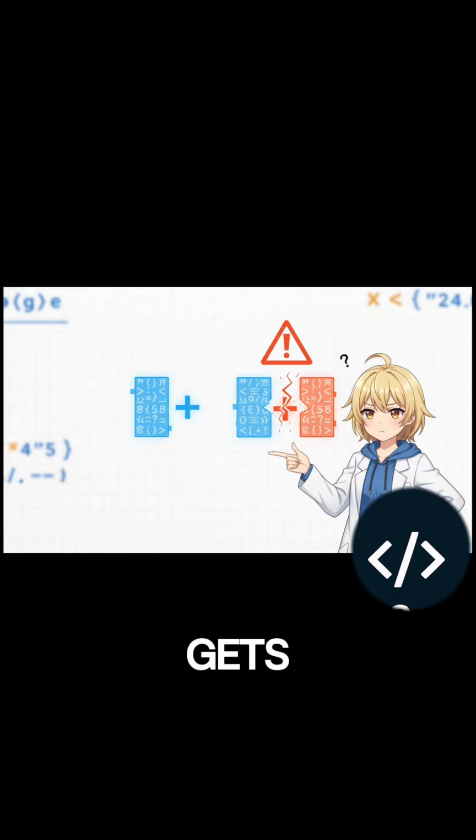Now here's where it gets interesting. You can combine things. The most basic way is just using the plus sign to stick strings together. We call this concatenation. But there is a huge catch, and you gotta remember this. You can only add strings to other strings. If you try to add a number, Python's gonna get confused and throw an error.